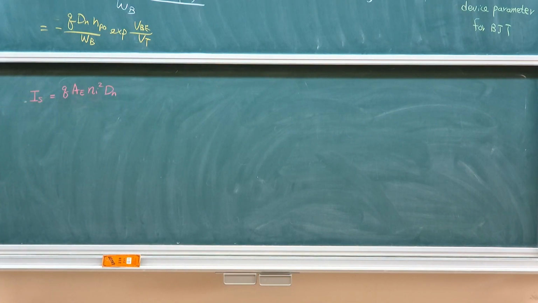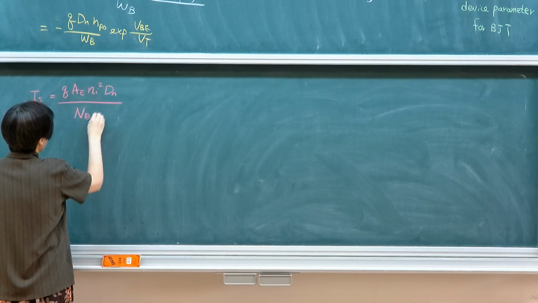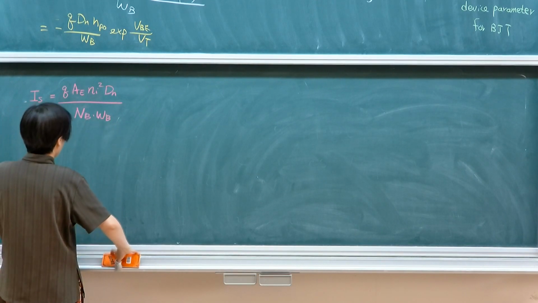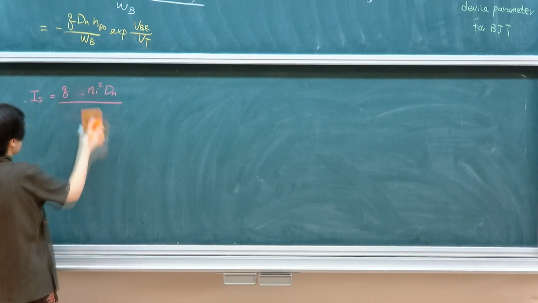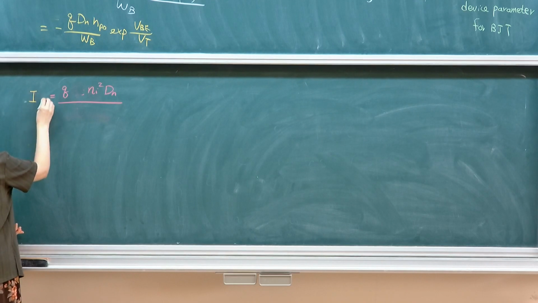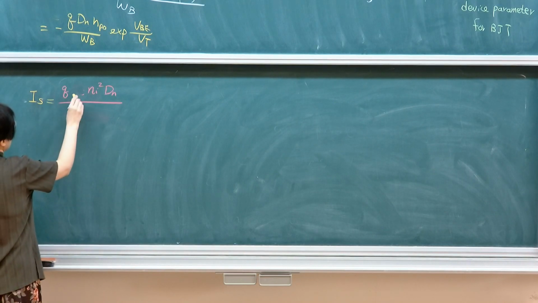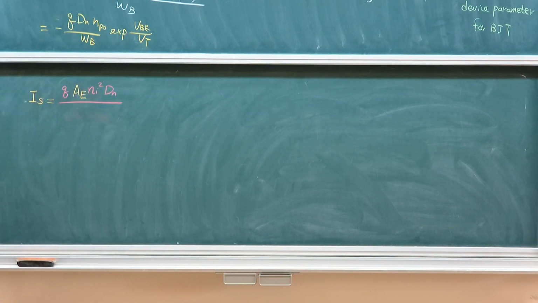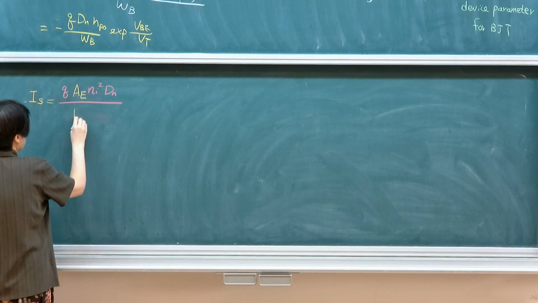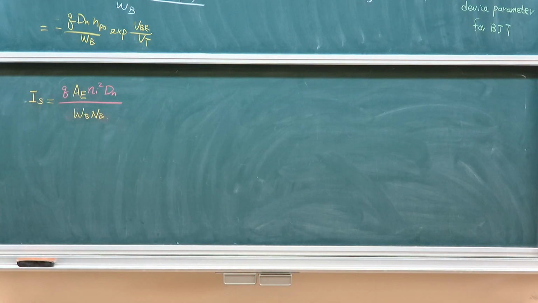These are the parameters which, let me highlight in a different color. So other than the red part, your IS actually is proportional to active area, and then inversely proportional to WBNB. Can anyone tell me what WBNB represents in a physical sense? What does that mean?